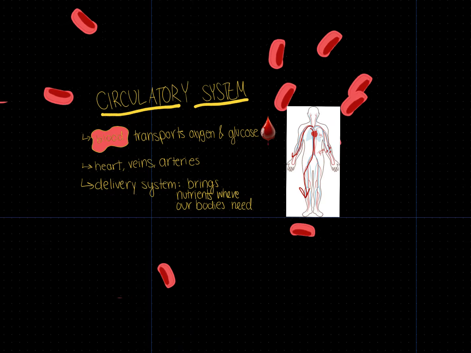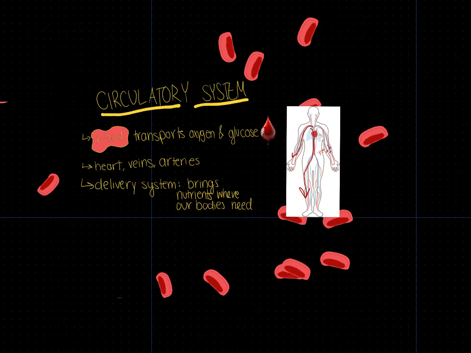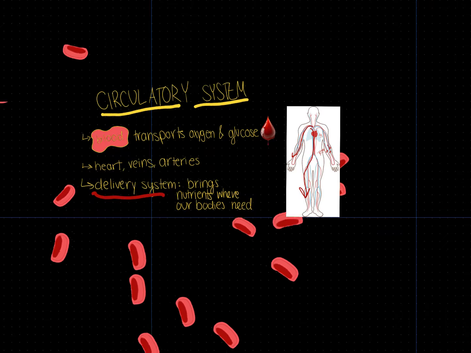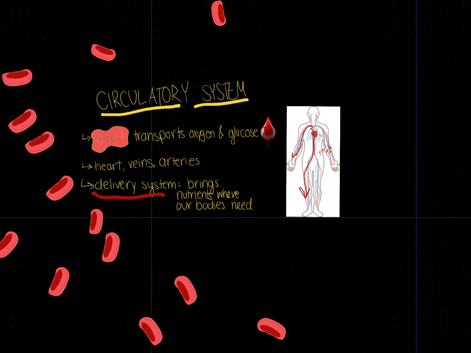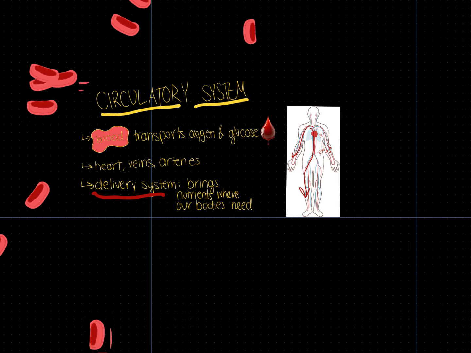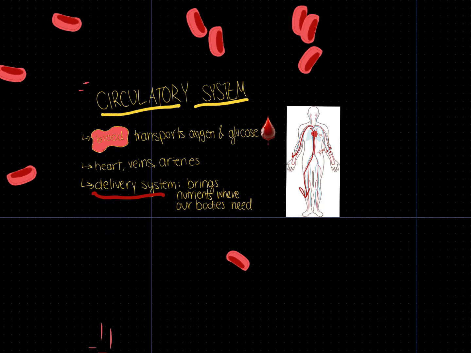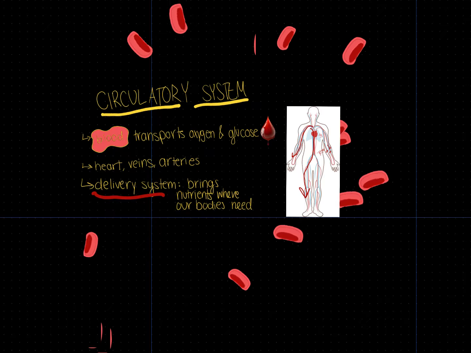They're moving around where they need to go. So yeah, this is a delivery system. This is the highway system. It's the roads. However you want to think of it, this system delivers nutrients where our body needs them to go.